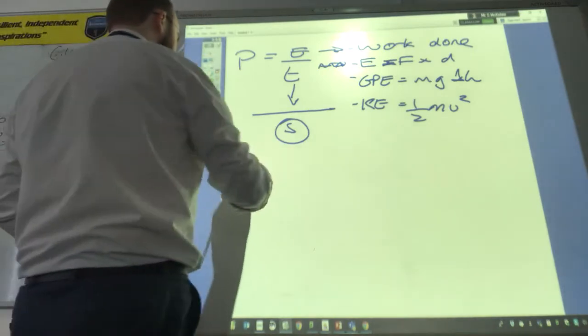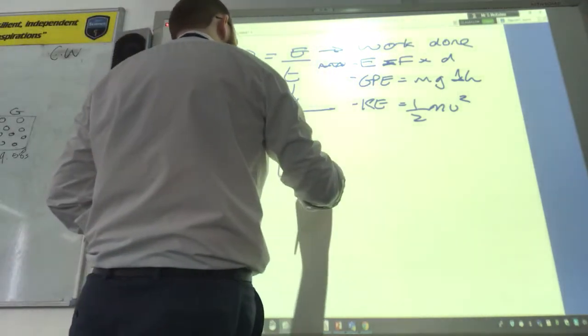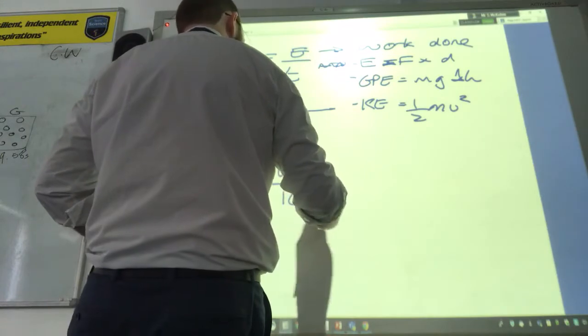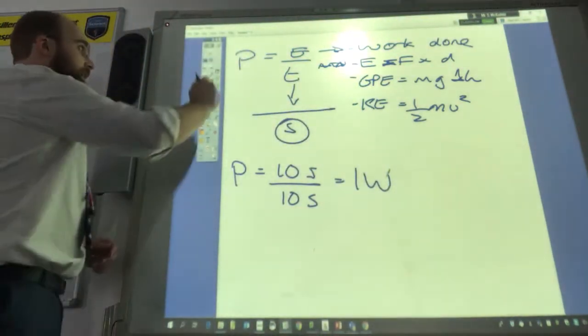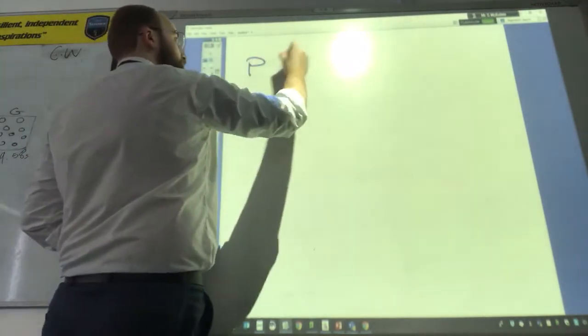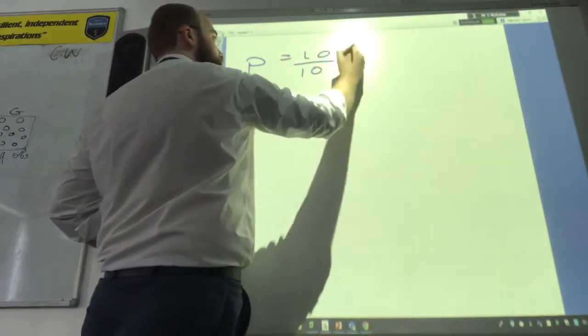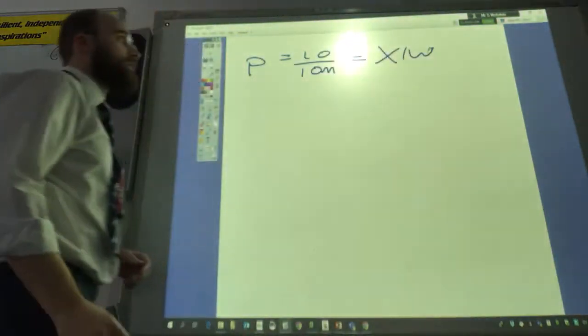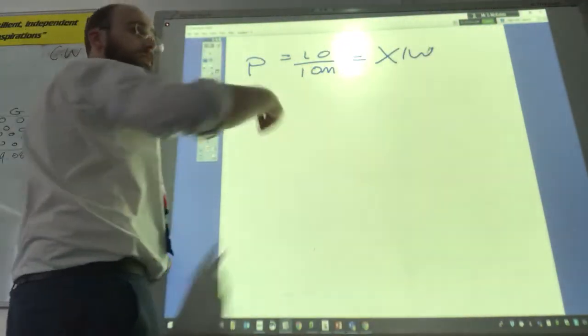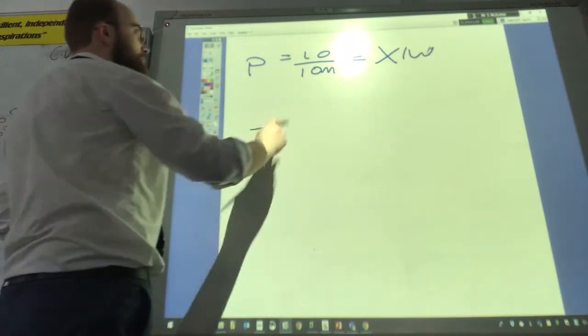If I did something like, what's the power if I've got 10 joules over 10 seconds, that would be me saying I've got 1 watt of power. If I was to say, what's the power if I've got 10 joules over 10 minutes, that would not be equal to 1 watt of power. I've got to turn this into seconds. 10 minutes, 600 seconds.